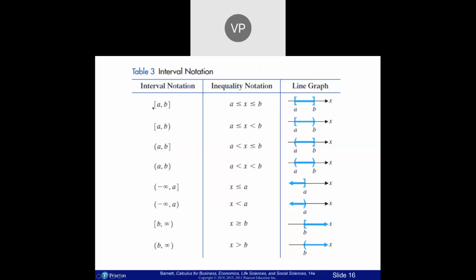So remember, when you say bracket from A to B, it represents everything between A and B, including A and B. When one of them is a parenthesis, it means you don't count that one. It's everything but that, but still the A. This is the other way. This counts neither, but notice in all four cases it's what's in between. Then of course you've got the negative infinities and infinities. We've done this already before, and this is just a review of that. Now we're going to talk about a little bit more here.